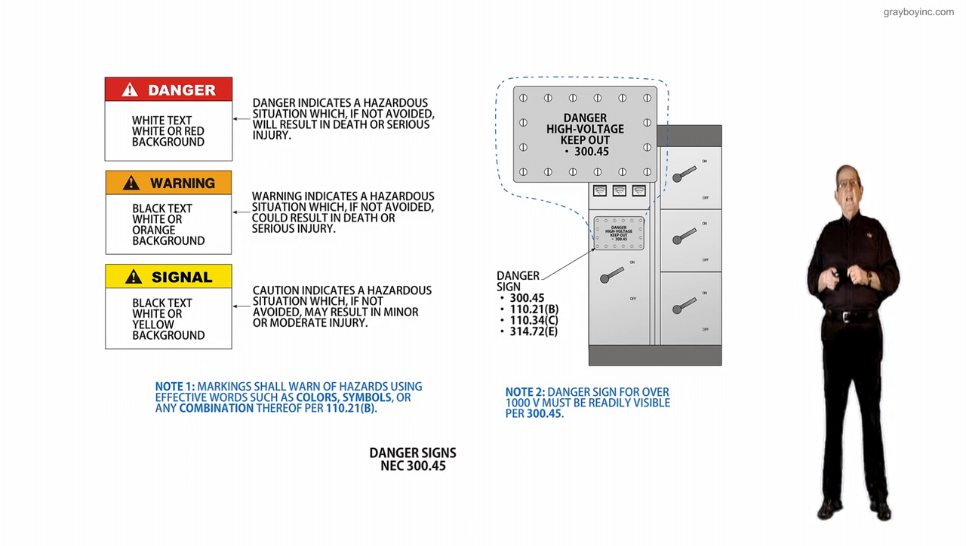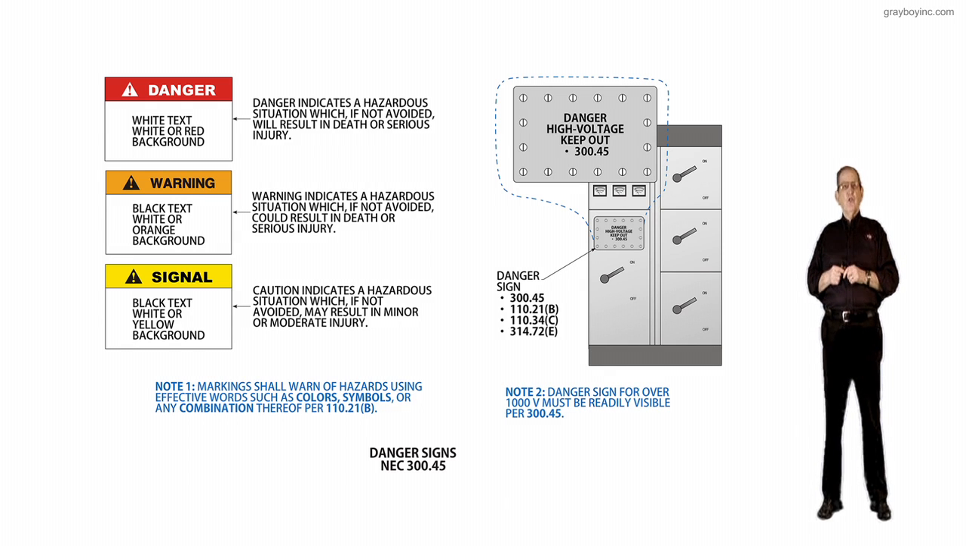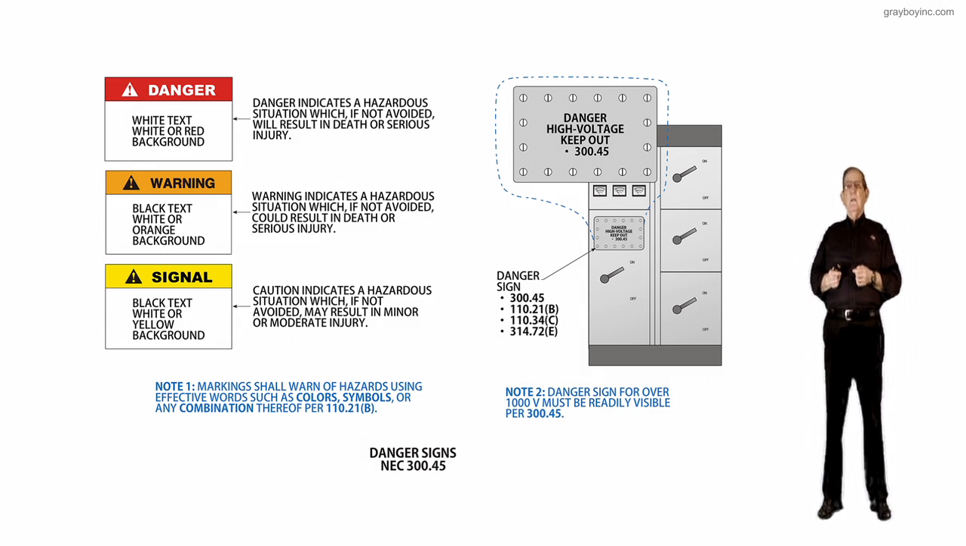Now, the yellow sign that you see next is caution. It indicates a hazardous situation which, if not avoided, may result in minor or moderate injury, but you could be injured, so it's calling your attention to that. So I would recommend, if you really want to read up on this in detail, to see 110.16 and look at the informational note too.